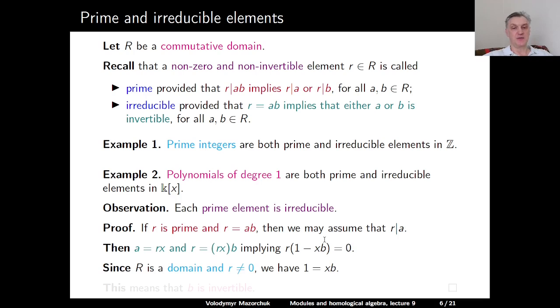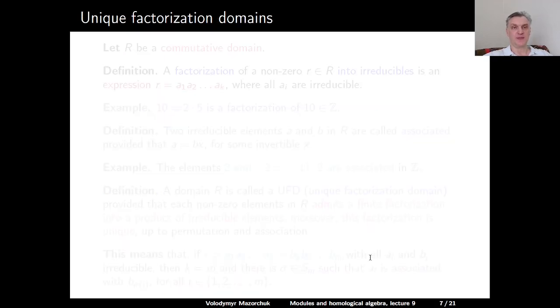Since R is a domain and our element little r is non-zero, as we assume that it is prime, it follows that 1 minus xb should be 0. In other words, 1 should be equal to xb. And this means that b is invertible and completes the proof of our statement.